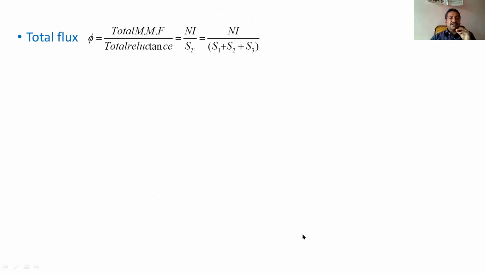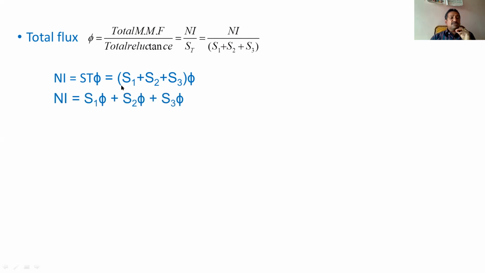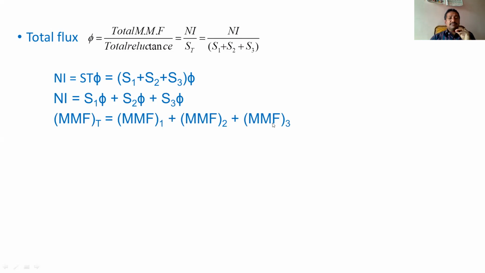See here, total flux is total MMF by total reluctance: Ni by St. St is nothing but S1 plus S2 plus S3. So Ni is equal to St into phi. Here, Ni is equal to S1 into phi plus S2 into phi plus S3 into phi. S1 into phi is nothing but MMF1, S2 into phi is nothing but MMF2, S3 into phi is MMF3. Total MMF is equal to the algebraic sum of the MMFs.